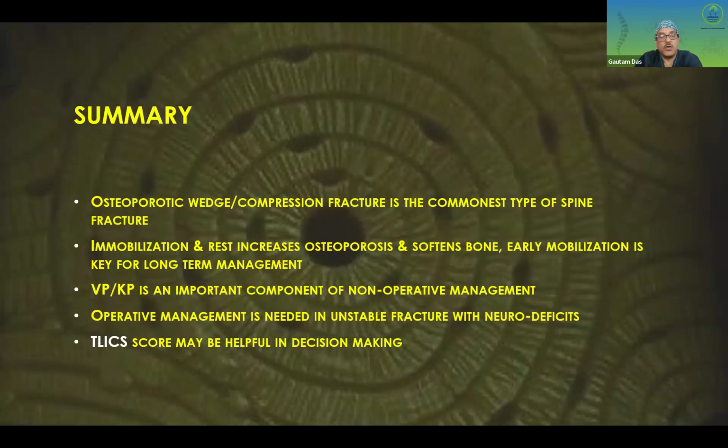So, in summary, osteoporotic wedge fracture or compression fracture is the commonest kind of fracture. Bed rest and immobilization should be abandoned as early as possible. The patient should be mobile with pain management, and if needed, we can do different kinds of intervention. Vertebroplasty and kyphoplasty are very important, as immediate pain relief is possible. Otherwise, if that is not possible, even then a simple epidural can be important. Operative management is needed in some kinds of fracture, and TLICS scoring can be very helpful to decide whether surgical intervention is needed or not.